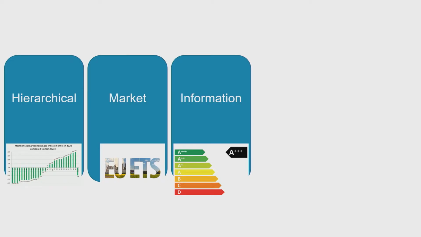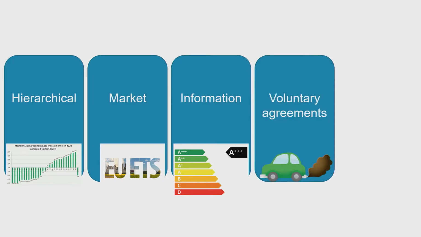Third, there are information instruments, which are characterized by the absence of a hierarchical relationship. They rather rely on the expectation that changes are triggered by the provision of information, for example, about the amount of energy that a certain product uses.